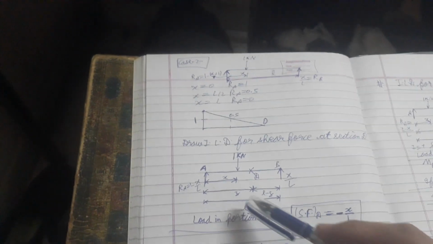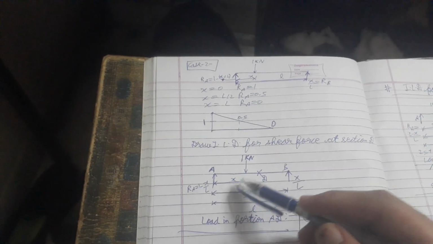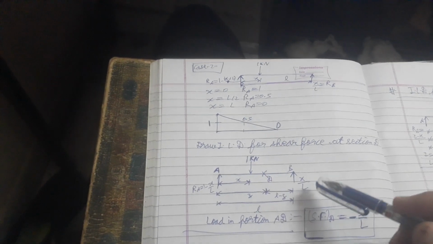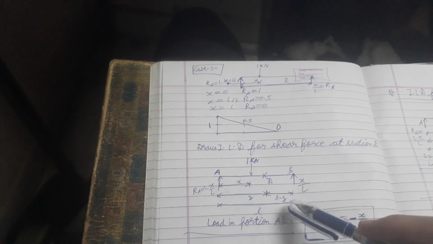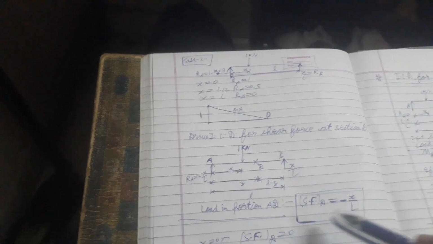Draw ILD for shear force at section D. Then RA is equal to 1 minus x by L. This is Z. This is RA is equal to 1 minus x by L. This is X. This is 1 kN. This is D. This is B. This is x by L. This is Z. This is L minus Z. This is L. Loaded in portion AD.